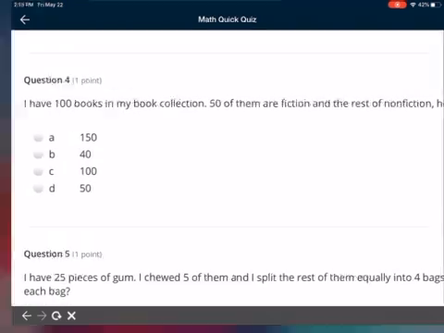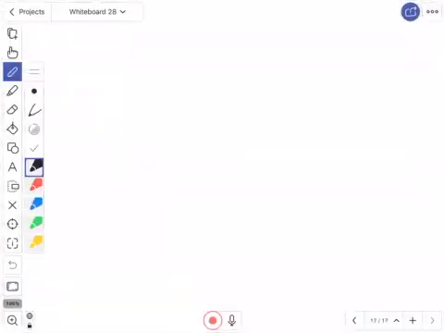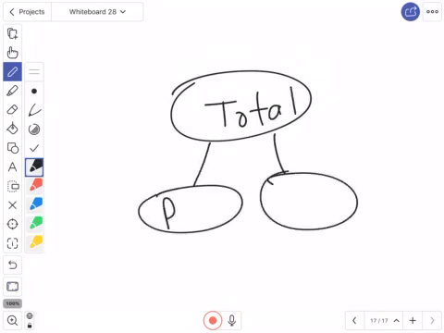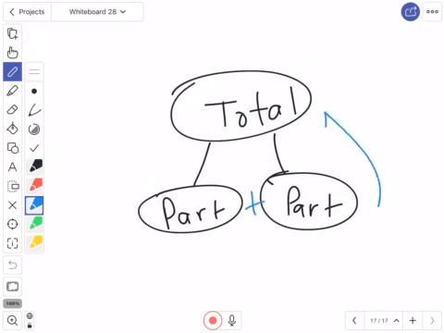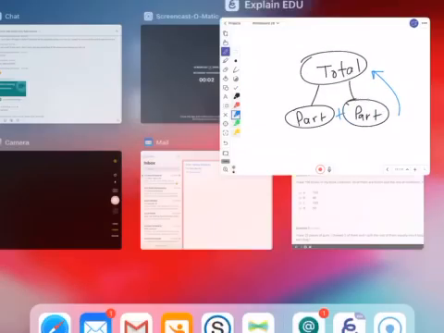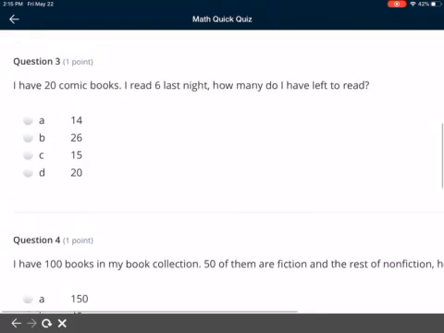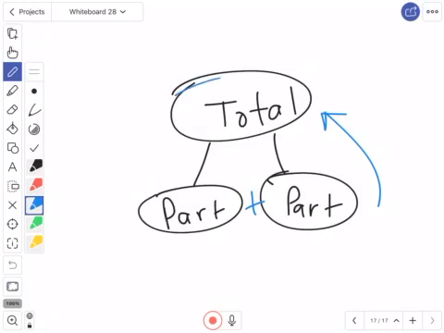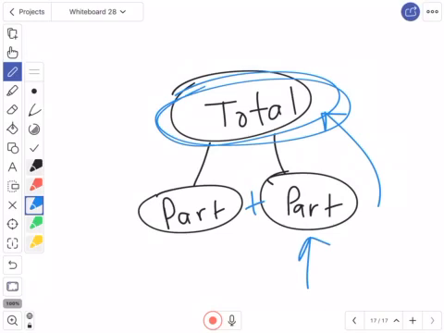Just like for question number 3 and question number 2, it's going to be a part-total problem. I have a total, so try to figure out what the total is. And then I'm going to have 2 parts. What are my 2 parts? Remember that normally you would do part plus part to get a total. But for number 3 and number 4, I might already know what my total is. If I already know what my total is, what am I going to do to find that missing part?